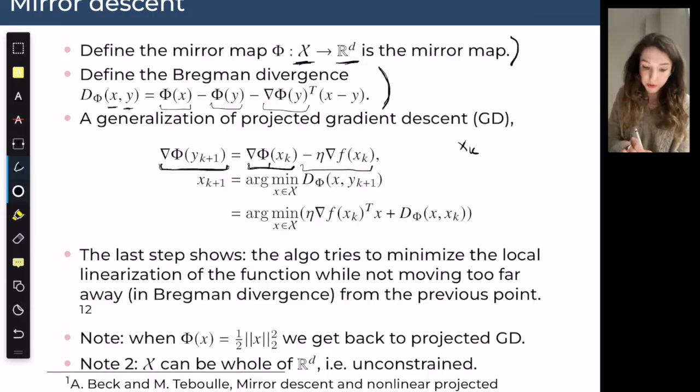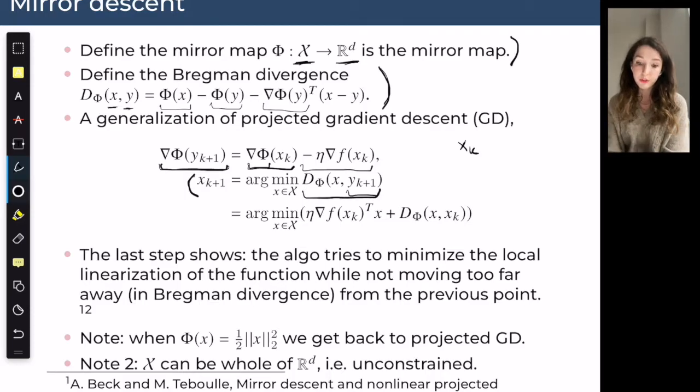And then the projection step. So basically the projection step is done by obtaining y_{k+1} from this gradient of phi of y_{k+1} and mapping this back into our constraint set curly X, now not using the L2 norm but using this Bregman divergence. So essentially we choose the closest point to y_{k+1} in our constraint set curly X, where closest is measured by this Bregman divergence with the mirror map phi.